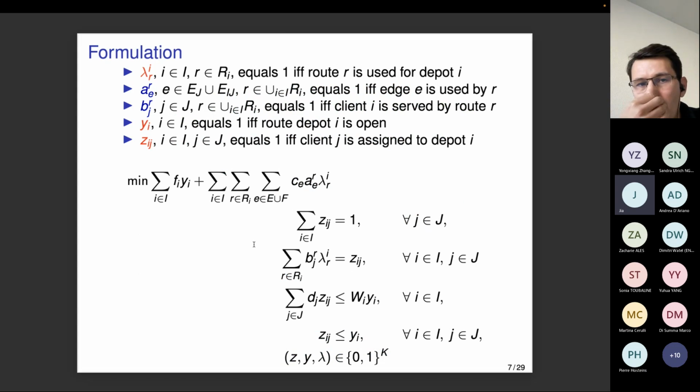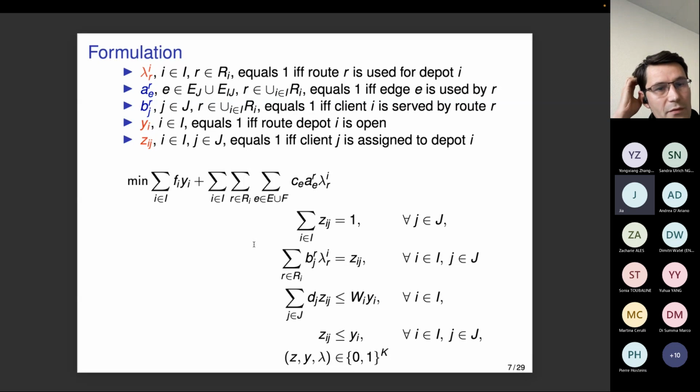So first I start with the formulation. This is a formulation with an exponential number of variables. Here we have variables lambda for every feasible route and for every depot, because every route is attached to a depot. Also we use a couple of more variables: variables y, which are binary variables to decide whether we open depot i or not, and assignment variables z, whether we assign a client to a certain depot or not.